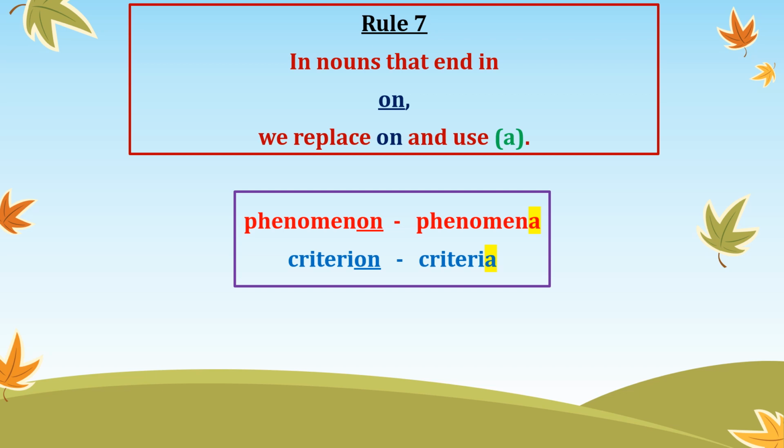Next one is criterion. So here again it is ending with ON. Cut ON and write A. So the word will become criteria. So this is how we will change words ending with ON to plural form by just cutting ON and replacing them with A.